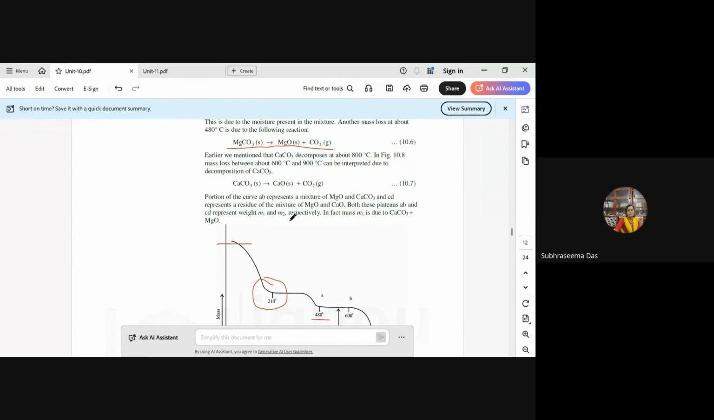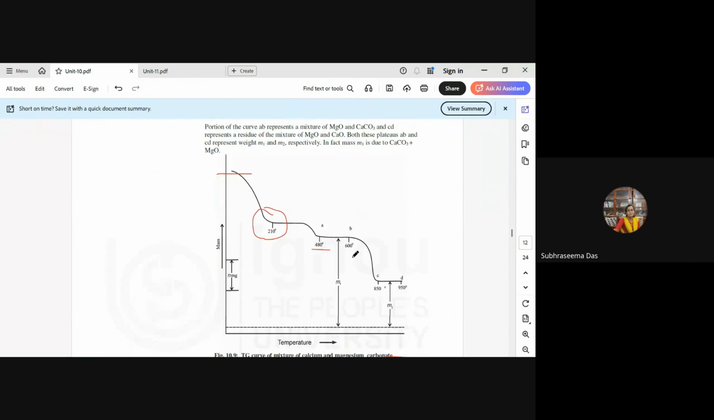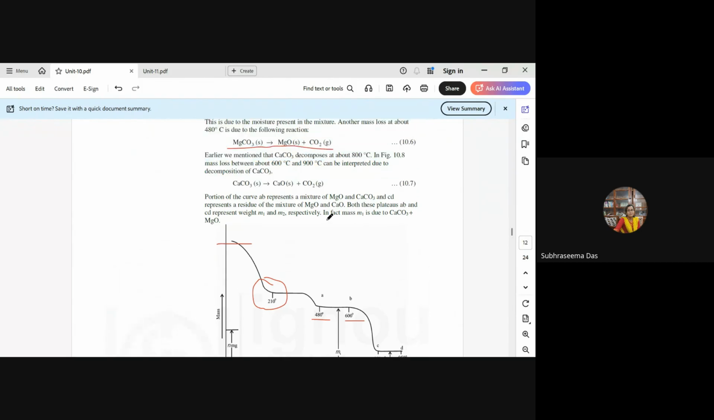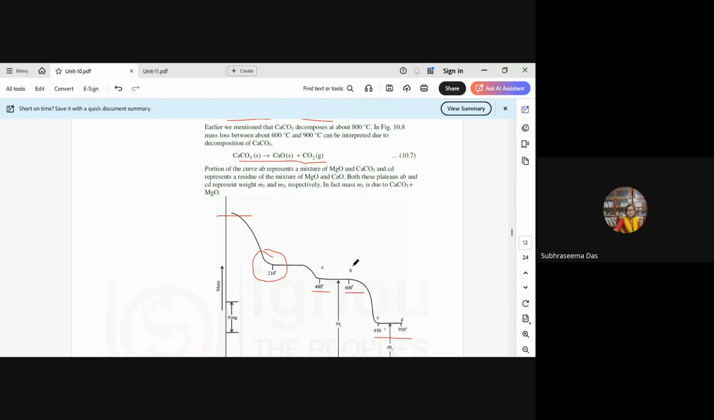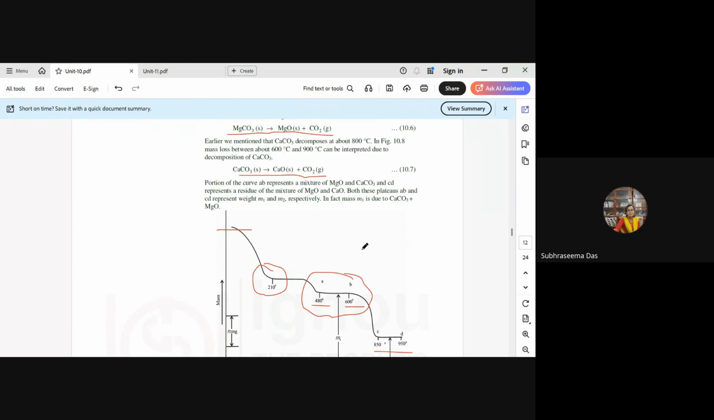Now in the third step, between 600 degrees centigrade and 900 degrees centigrade, the calcium carbonate that is present decomposes to form calcium oxide plus carbon dioxide. Here the portion of the curve, AB, represents the mixture of MgO and CaO, so at this point we have two possibilities.